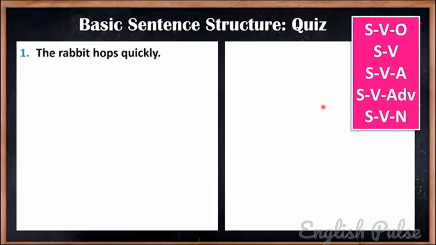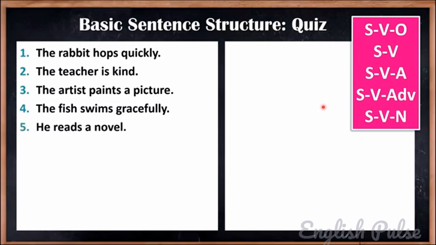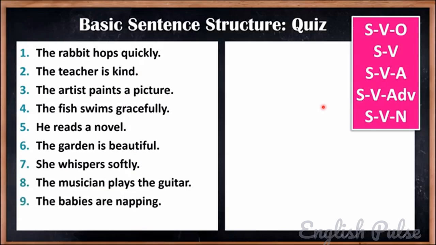Let's begin. The rabbit hops quickly. The teacher is kind. The artist paints a picture. The fish swims gracefully. He reads a novel. The garden is beautiful. She whispers softly. The musician plays the guitar. The babies are napping. He is a firefighter.